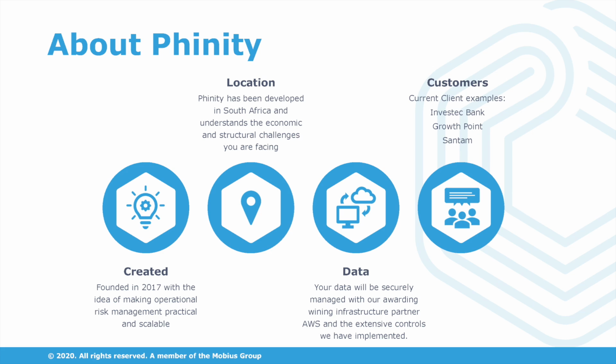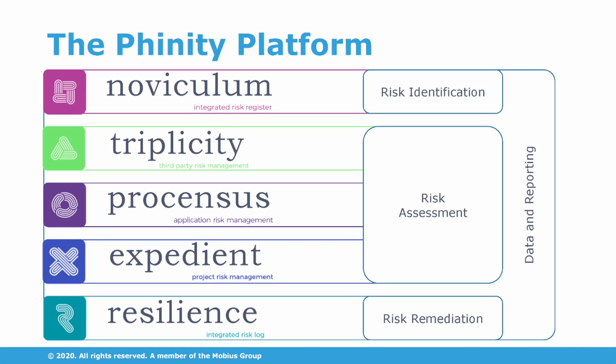Our customers include the likes of Investec Bank, Santam, Old Mutual, from a retail perspective, Woolworths, including manufacturing being Growth Point. In terms of the actual Finity platform, the platform consists of 5 modules. Each module, of course, can be procured individually. We're going to be focusing primarily on the third-party risk management modules, which is made up of triplicity and resilience. The actual platform is divided into 3 core areas, which is risk identification, which is typically taken care of at an enterprise level, your risk assessments, with your remediation and treatment being your catch-all in terms of managing any aspects relating to risk and the treatment thereof.